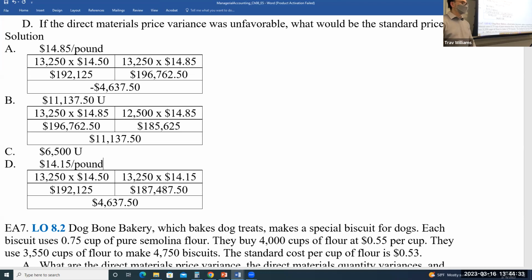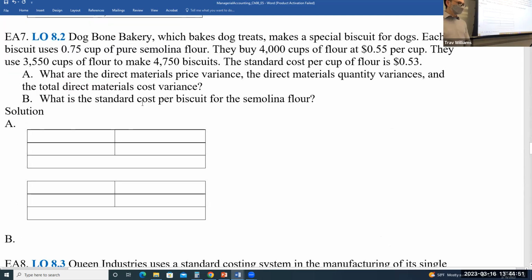Per unit of materials. Ooh. We're only on exercise 6. All right, any questions on this one? Okay. All right, let's move on to number 7 then.